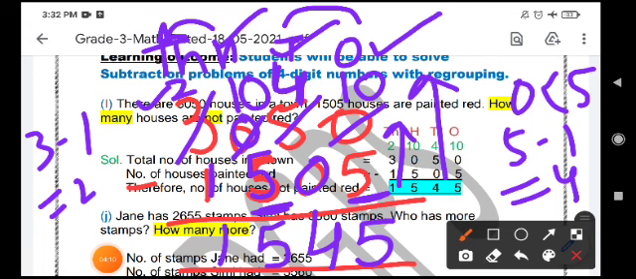So what you got is the difference, that is, therefore number of houses that are not painted red is equal to 1545. This is the difference. This is your answer.